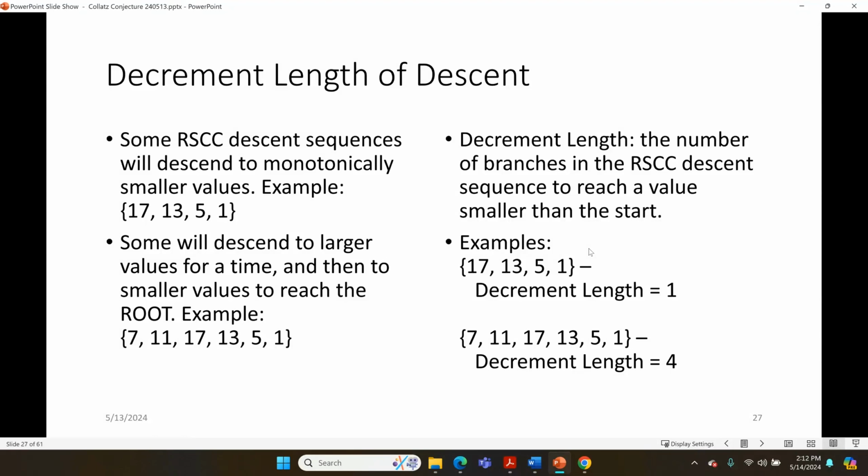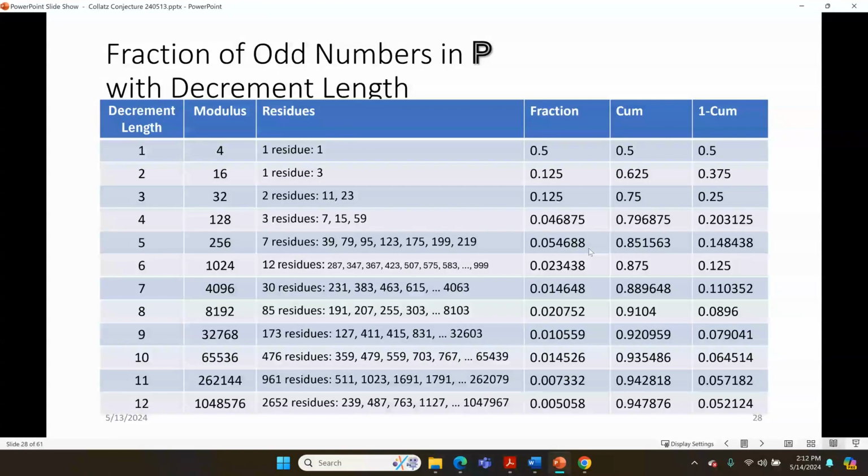So if we do the computer calculations to find out how many residues decrement after some number in the decrement length, we get a table like this. For example, we've already seen that for decrement length 1 in modulus 4, there's 1 residue. For decrement length 2 in modulus 16, there's 1 residue. For decrement length 3 in modulus 32, there's 2 residues that are 11 and 23. For decrement length 4, modulus 128, there are 3 residues that are 7, 15, and 59, and so forth.